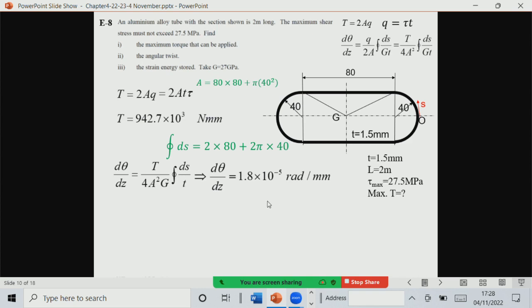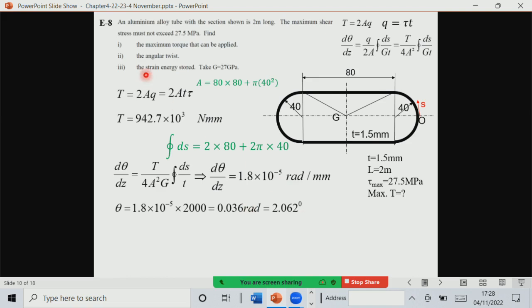But the only thing, be careful that if this is radians per millimeter and this length is given in 2 meters, then you have to multiply it by 2,000, not 2. If it is in radian per meter, then yes, 2 is fine. So it gives me the angle of twist in radians, I convert it to degrees.